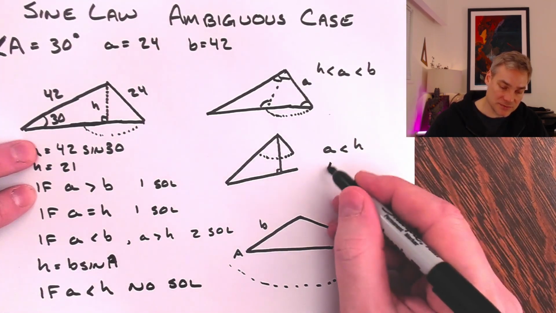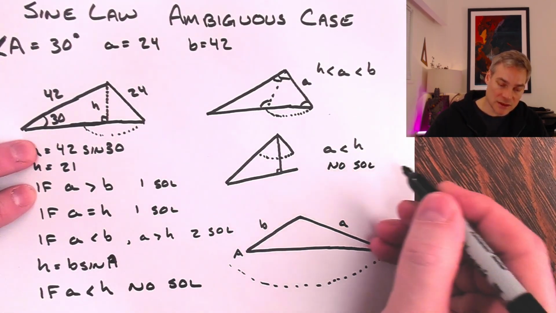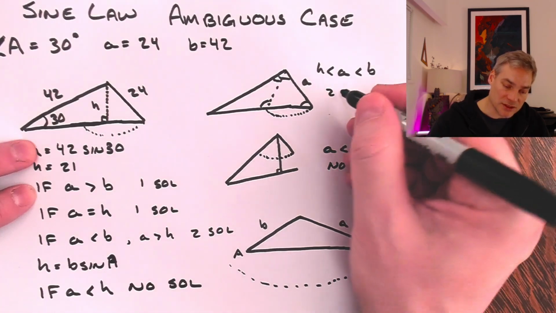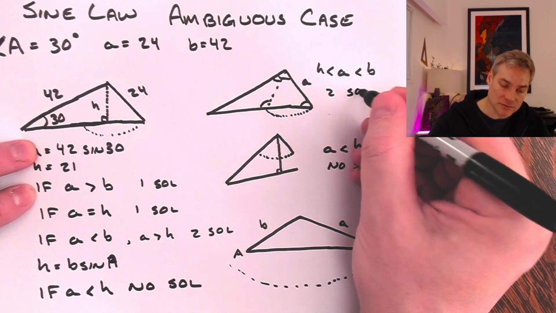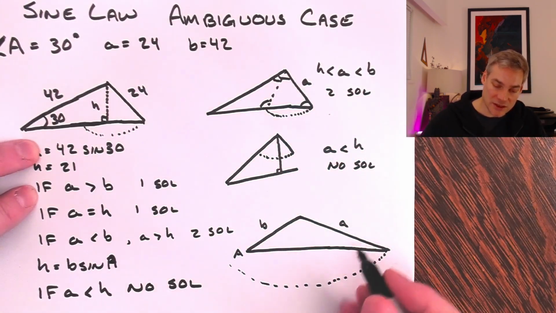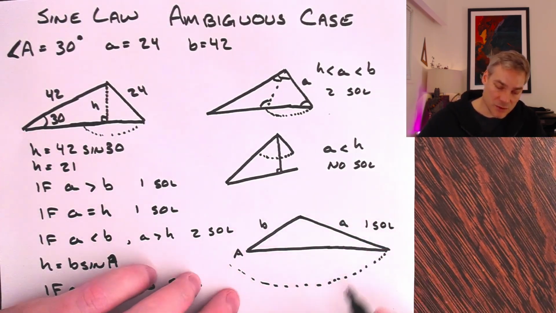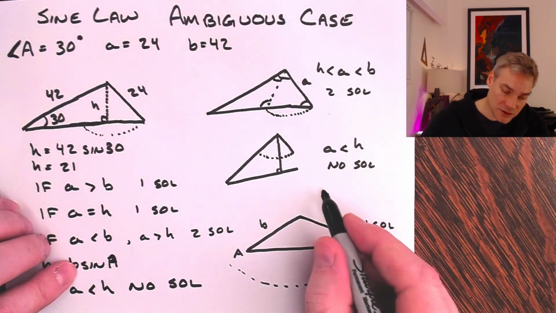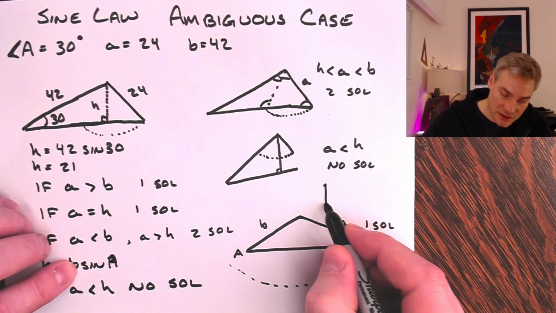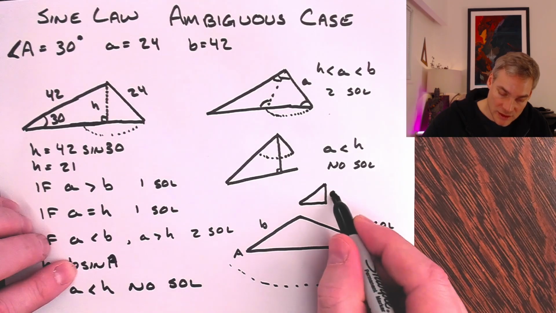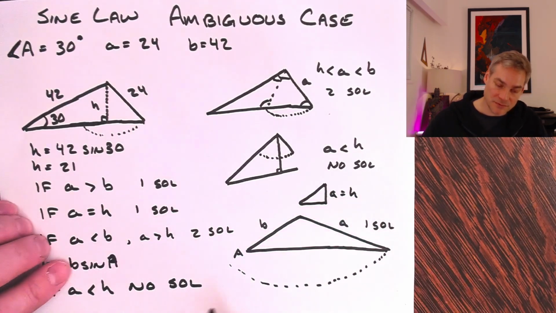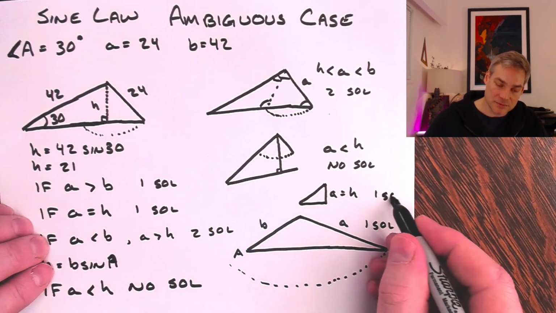Okay, so these are the possible ones. There's no solution, two solutions, and this is one solution. And the other solution with one is just, let's do a little triangle here, and it's when a equals h, and that has one solution.